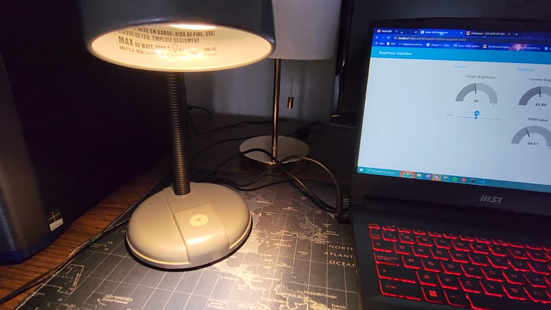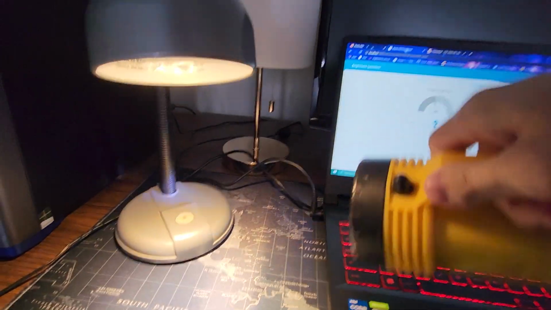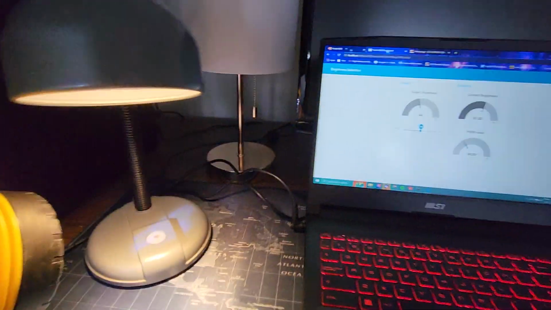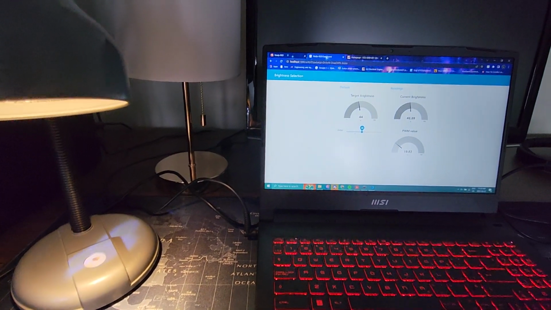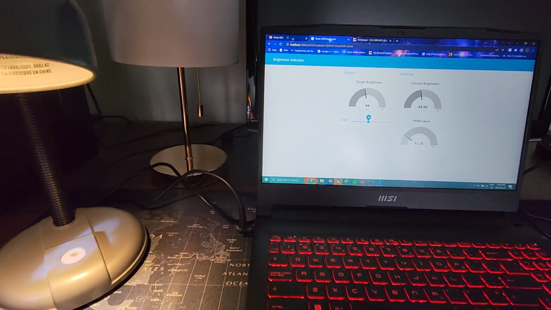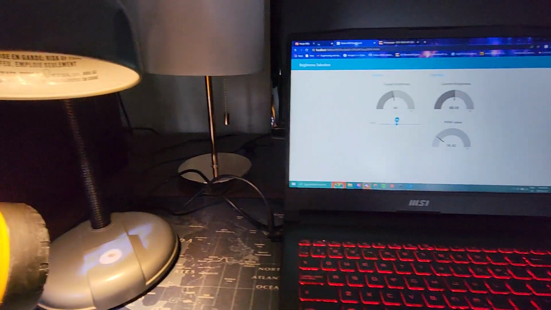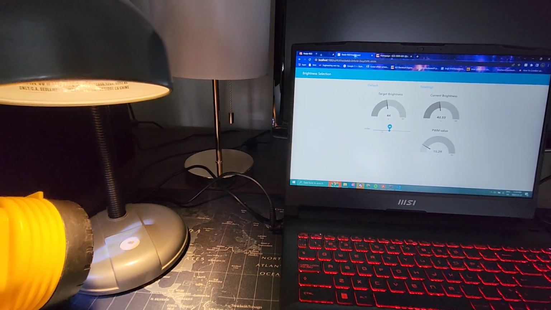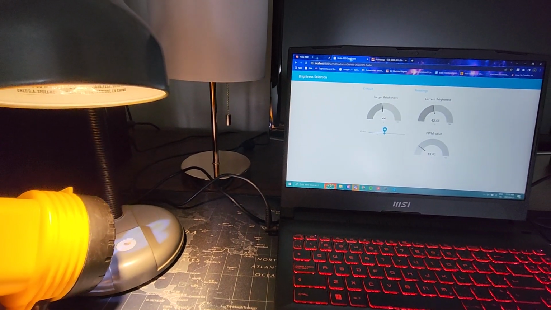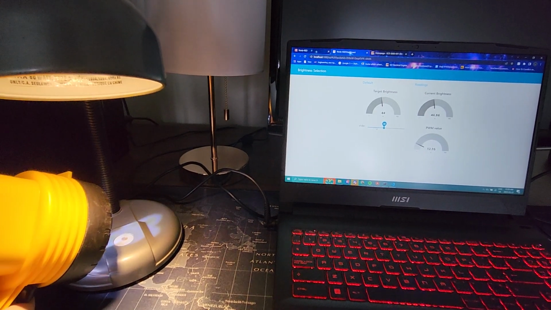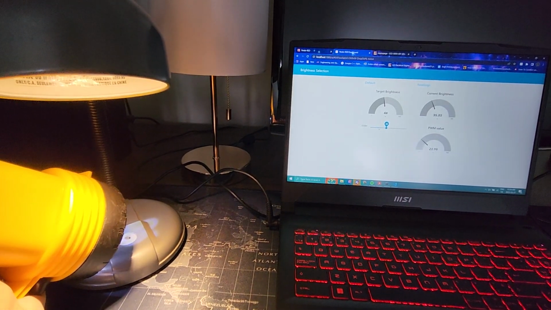Here we can see that if an external source of light, this flashlight, is shown on the light-dependent resistor, the pulse width modulation value lowers, reducing the brightness of the lamp. Okay, this is the extreme. See that when I put the light right on it, the lamp dims quite a lot.